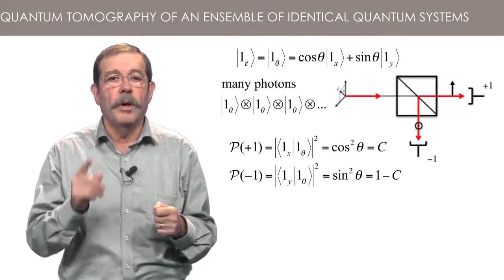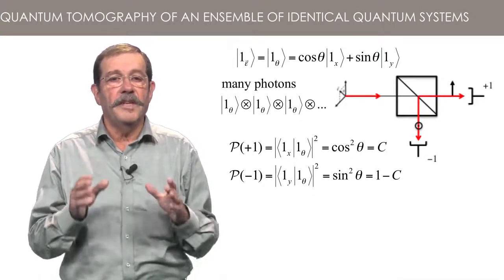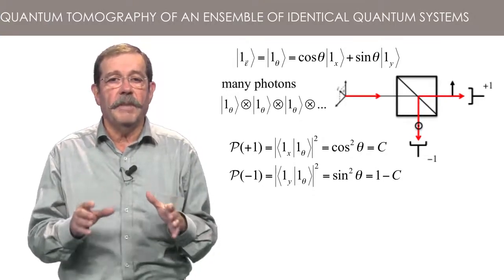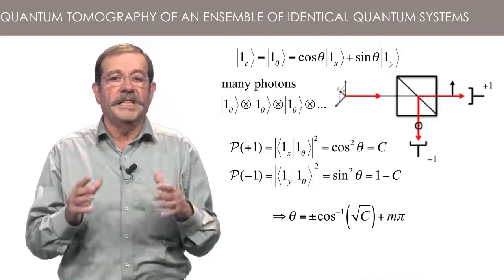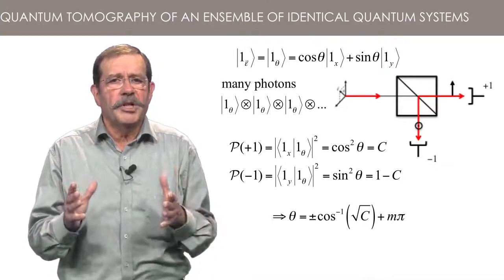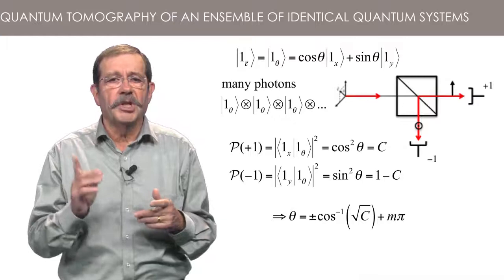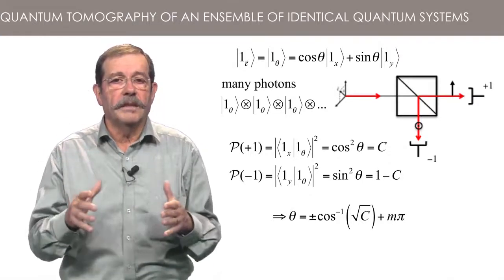If we know a priori that the polarization of the photon is linear, these probabilities allow us to determine plus or minus theta within an additive pi constant, which is irrelevant since a linear polarization is defined by a direction, so that theta and theta plus pi are equivalent.